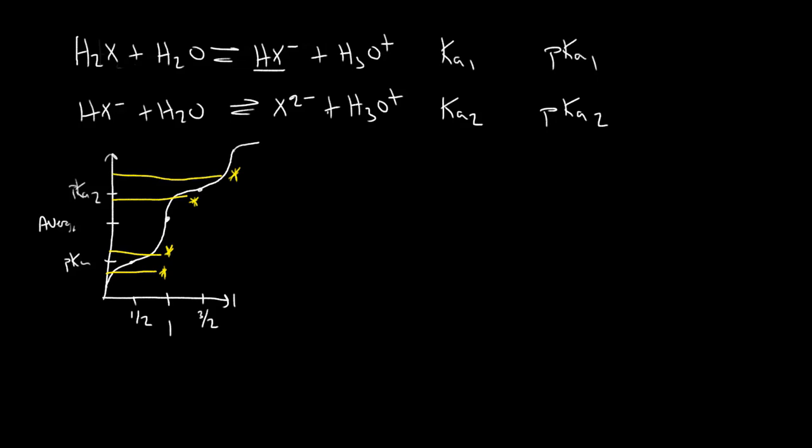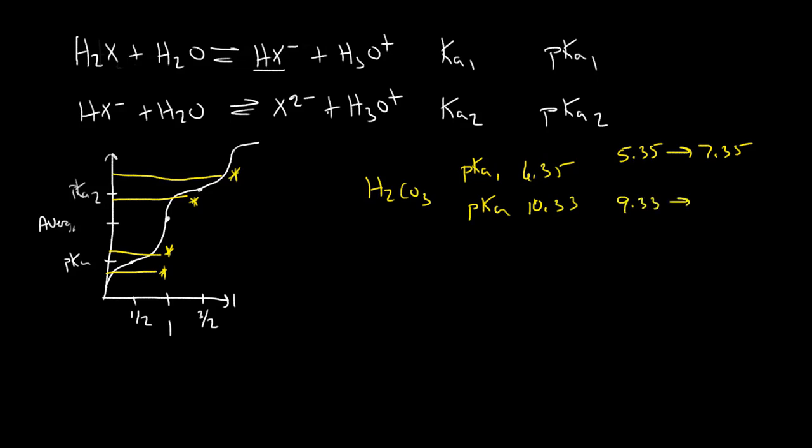So in the previous example, we saw that carbonic acid, which is H2CO3, has two pKa's. The first one is 6.35, so pKa1 is 6.35, and pKa2 is 10.33. Okay, so that means that carbonic acid can buffer pH range from 5.35 to 7.35, also from 9.33 up to 11.33. Right? So there's two buffer ranges here for carbonic acid.